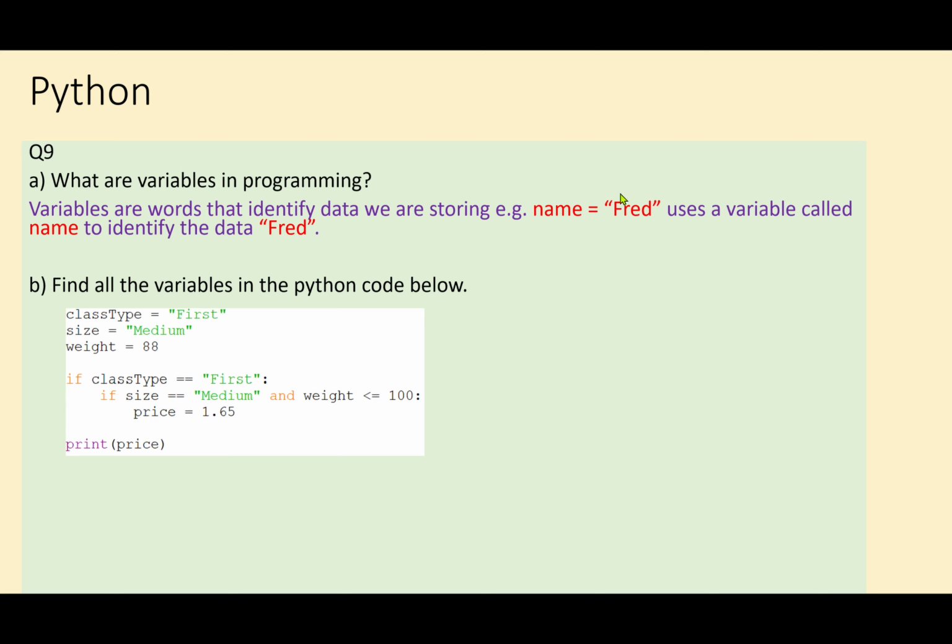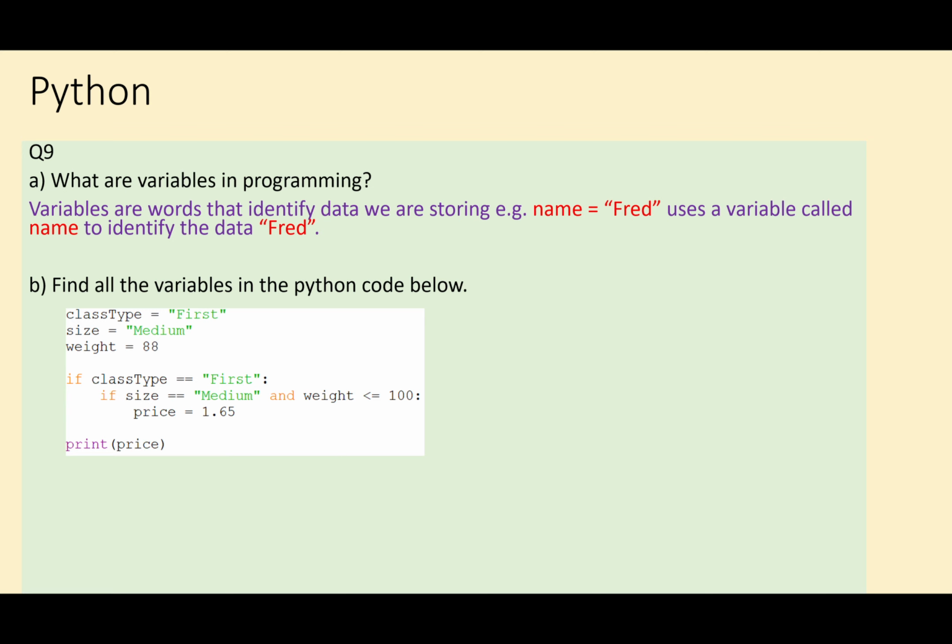Okay. Find all the variables in the Python code below. So we're looking for words that we're using to identify pieces of data. So if we have a look here, we've got a class type that's got the value first, size, that's got the value medium, weight, that's got the value 88. So we've got three variables here. Let's have a look. So we're looking for any more. So we've already got class type, size, weight. We've already got price equals 1.65. So that's also a variable. So there are 4 variables in this code.